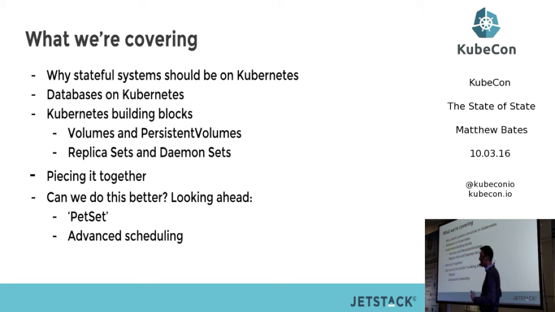Then we're going to look at some of the building blocks. So we're going to go down and start looking at things like replica sets. We're going to start looking at things like daemon sets. We're going to look at volumes, persistent volumes, so all of the building blocks basically that you need in order to run a database. And again, some of the strengths and weaknesses of where we're at with all of that.